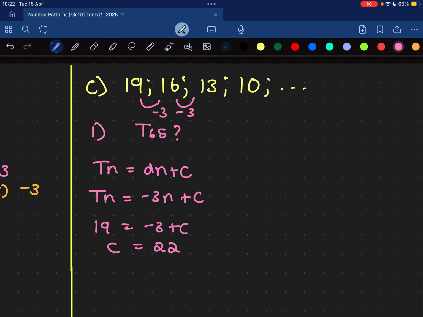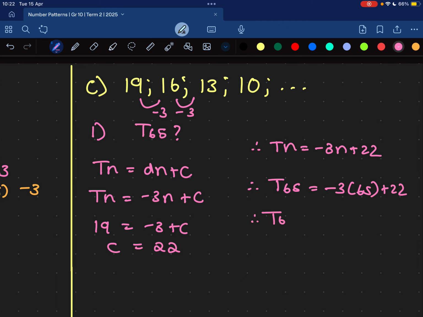So therefore Tn is equal to negative 3n plus 22. Now you can find T65, which is negative 3 times 65 plus 22. So T65 is just going to be negative 173.